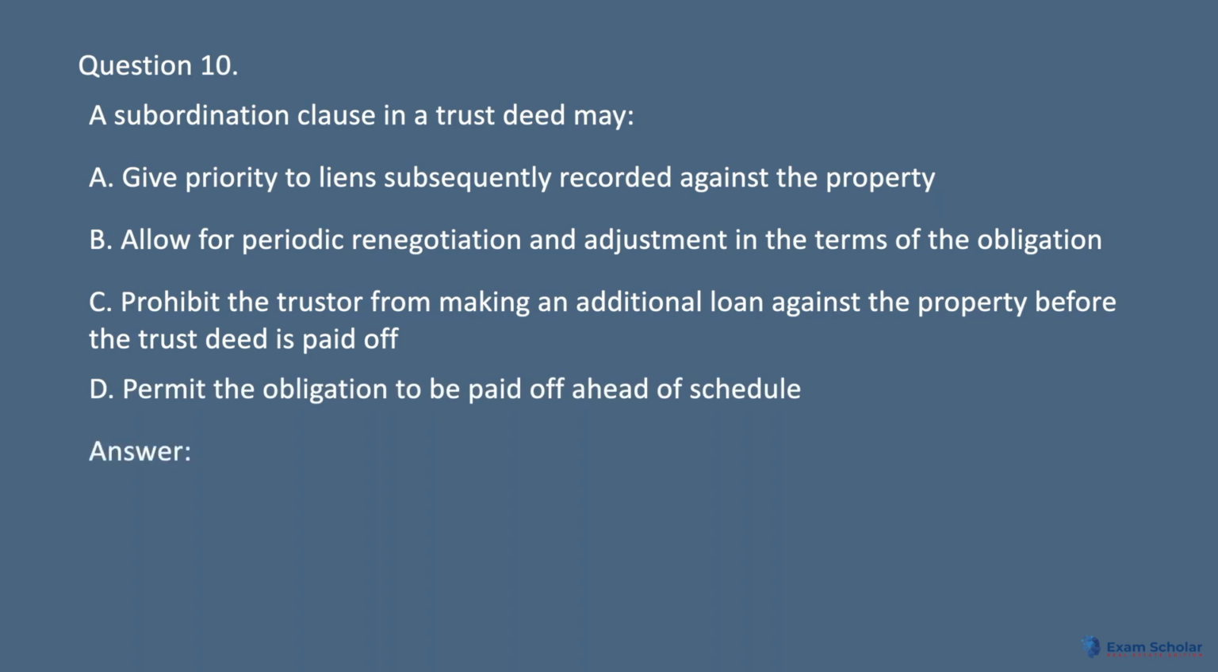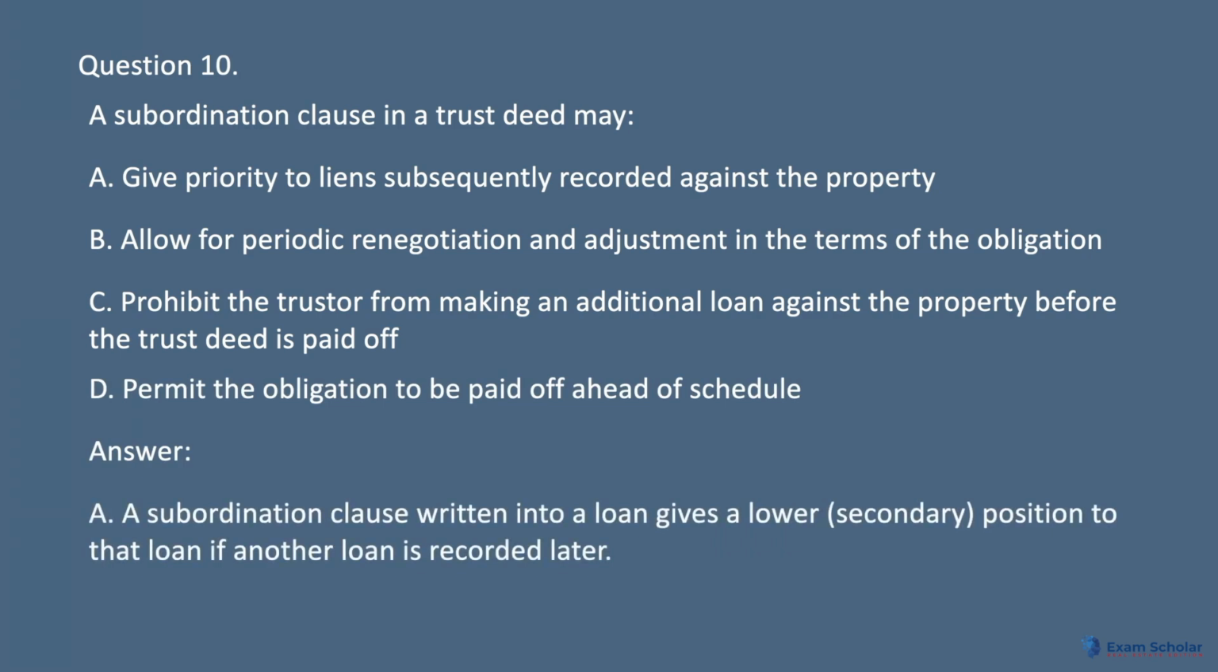Answer. A. A subordination clause written into a loan gives a lower, secondary position to that loan if another loan is recorded later.